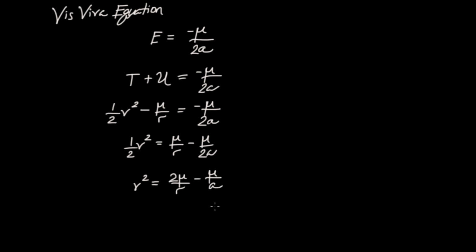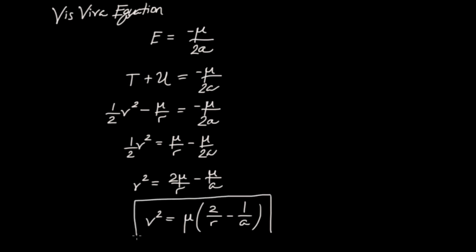I get that cancellation with that 2 down there. And the last step is to factor out that mu. So I have v squared is equal to mu times 2 over r minus 1 over a. And this is called the Vis-Viva equation. One neat aspect of the Vis-Viva equation, that I shamelessly yanked from Wikipedia, is that it gives a quick way of deriving the escape velocity equation.